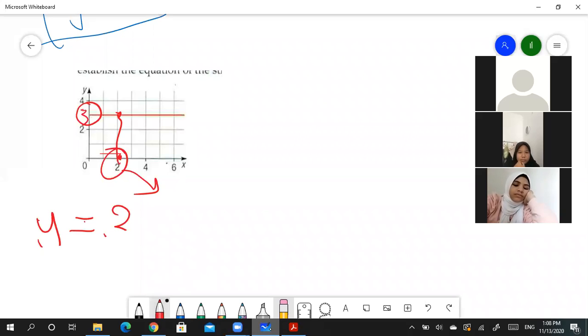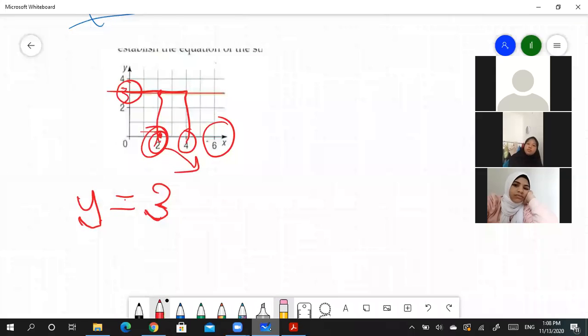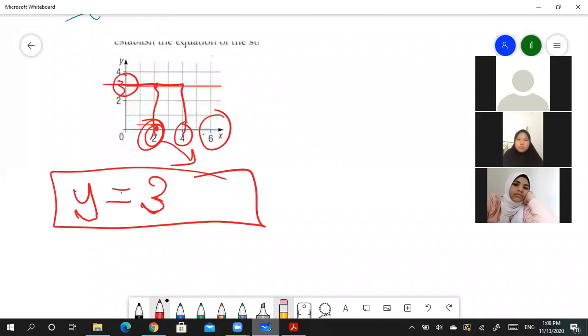So y equals 3. When x is 2, y equals 3. When x equals 4, y was 3. When x is 6, y is 3. Right? So the function now is a constant value, which is 3.